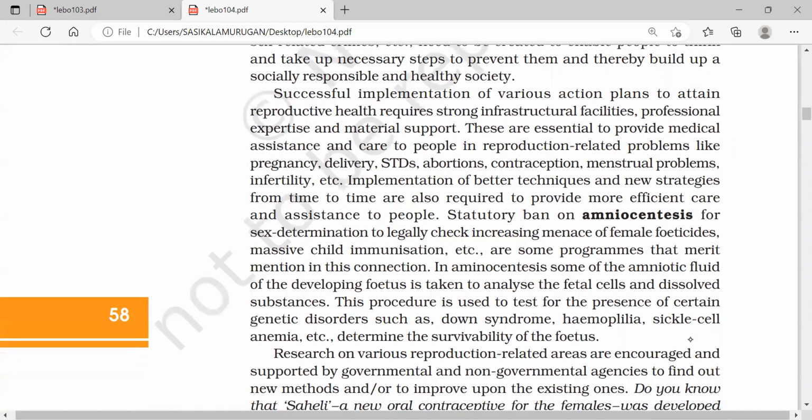Okay. So the most important thing is amniocentesis. So, the statutory ban on amniocentesis. Amniocentesis is nothing but sex determination, which is legally banned to check the increasing number of female feticides.